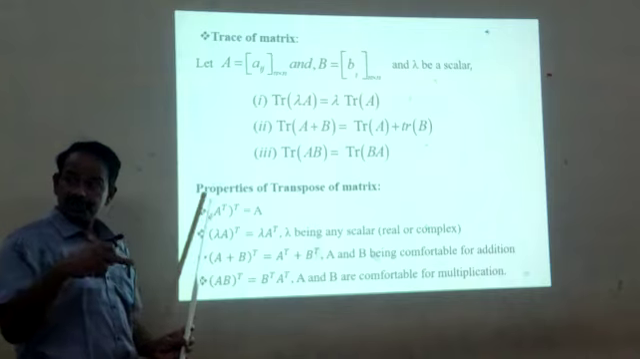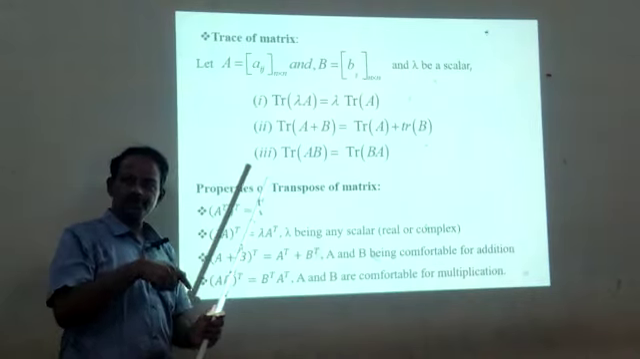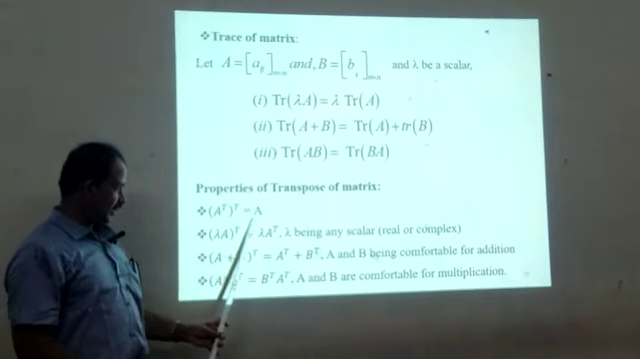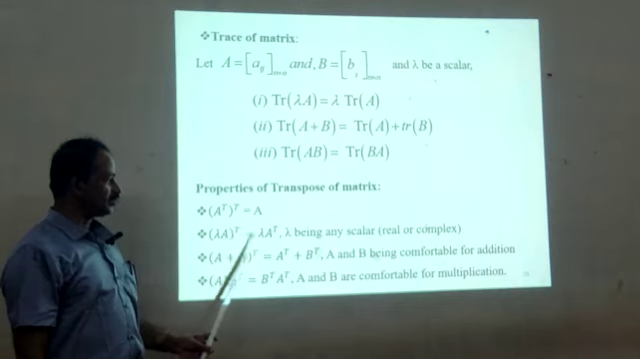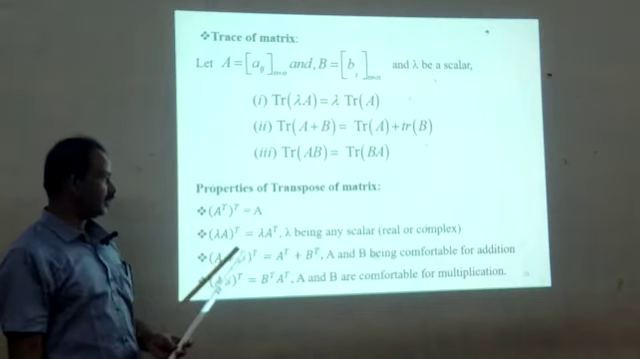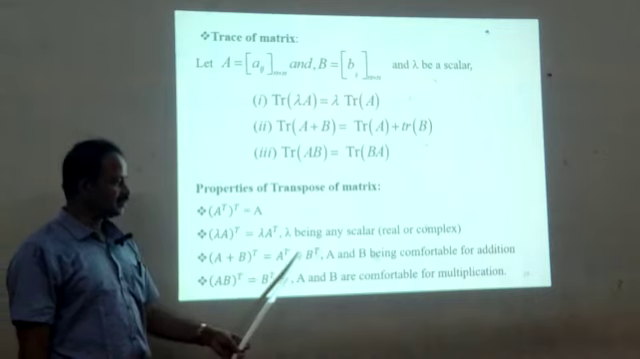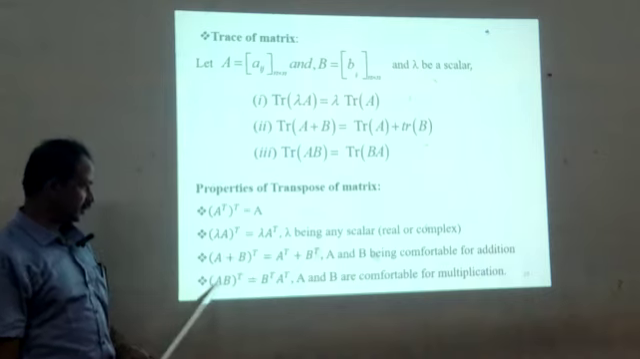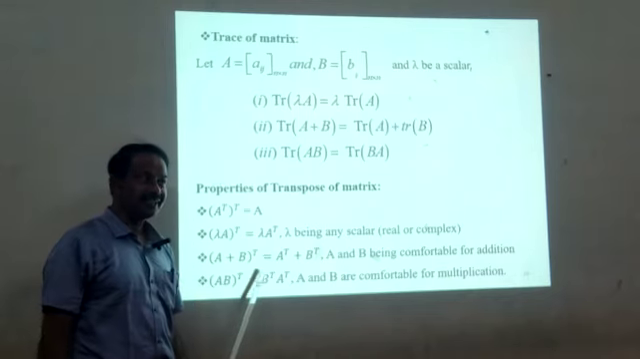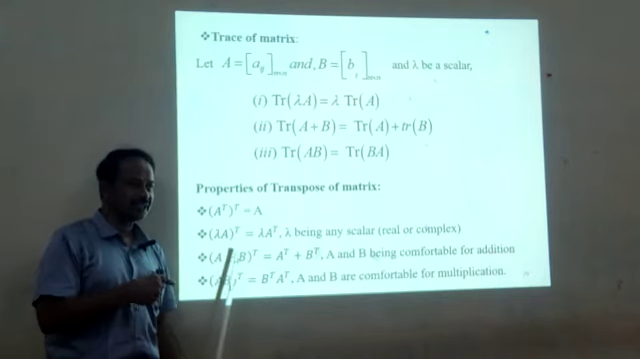A transpose of transpose will be the same matrix. When you change rows into columns and columns into rows, the answer will be the same: the transpose of the transpose of A will be A. Lambda A to the power T equals lambda A transpose, lambda being a scalar. It can be a real or a complex number. A plus B to the power T equals A to the power T plus B to the power T. AB to the power T equals, you have to interchange and write, B to the power T, A to the power T. It is not A to the power T, B to the power T. Very important, you have to interchange and write.